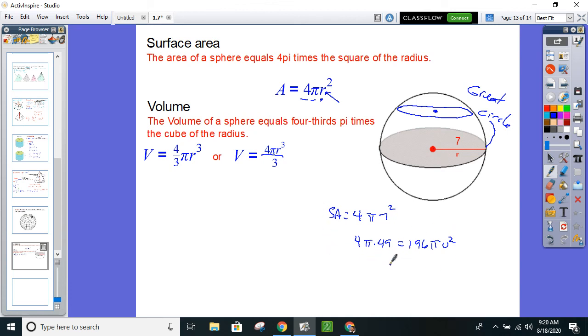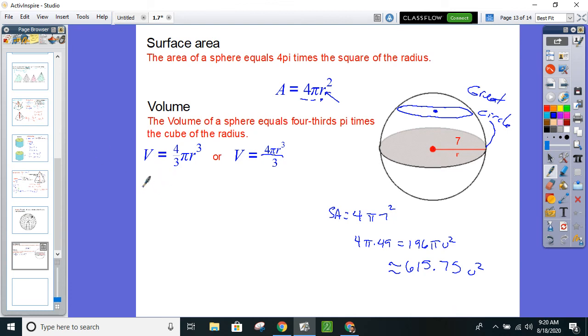Let's look at what the rounded answer for that would be. 196 times pi gets roughly 615.751 units squared. Easy peasy.